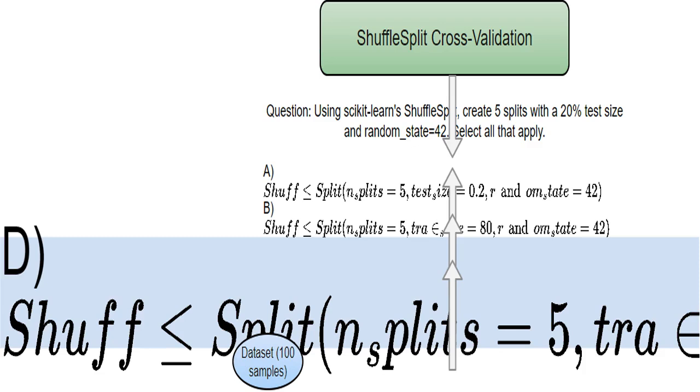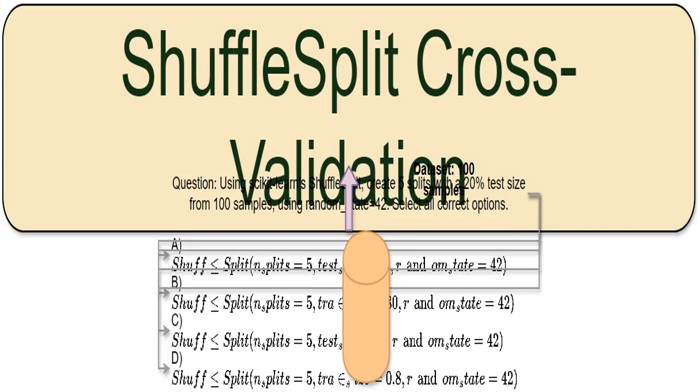This option is similar to option B, except I use a proportion of 0.8, train_size equals 0.8, to represent the training data size, 80%. The test size is automatically calculated as 20%, 1 minus 0.8. I'm using fractions instead of numbers here. Again, this perfectly works.